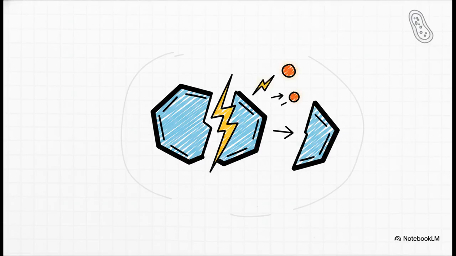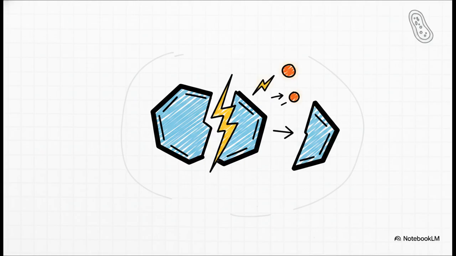Step 1 is glycolysis, which literally translates to splitting sugar. Notice the location. This happens outside the mitochondria, out in the cytoplasm. Here, the cell takes that 6-carbon glucose molecule and literally snaps it into smaller 3-carbon pieces called pyruvate.